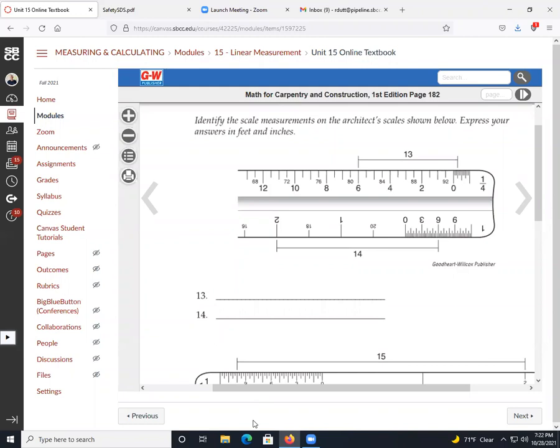All right, number 14. Brandon, what is number 14 on that scale? The answer to number 14, that scale right there shows how many feet and how many inches.